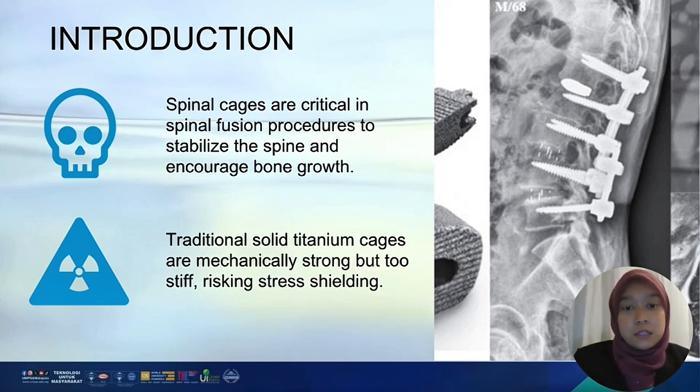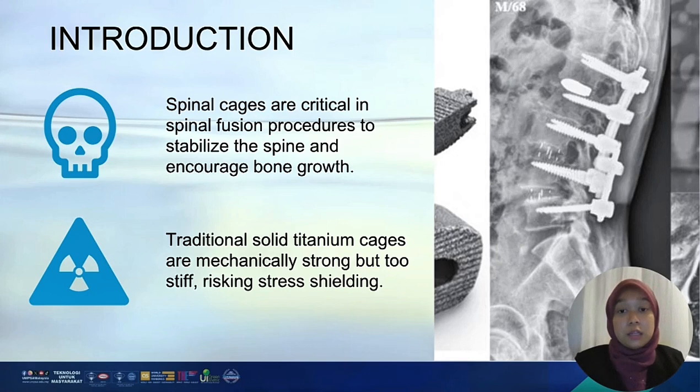Spinal cages are critical in the spinal fusion procedure to stabilize the spine and encourage bone growth. The spinal cage is an important implant used in spinal fusion surgery to keep the spine stable and help new bone grow between the vertebrae. The traditional solid titanium cages are mechanically strong but too stiff. The key issue is stress shielding. The conventional titanium cages are very strong, but they are stiffer than natural bone, and this stiffness difference can cause stress shielding, where the implant absorbs too much load, reducing stress on the bone and slowing bone growth.